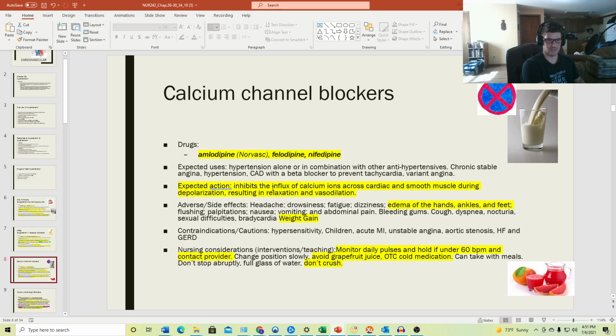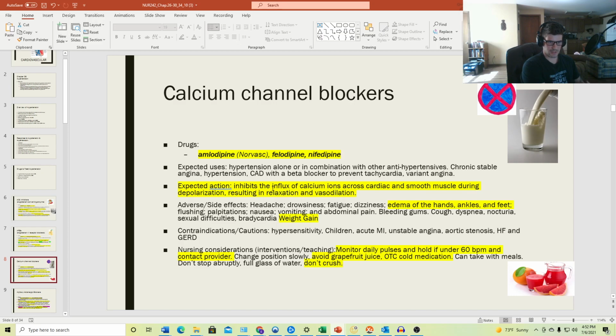Contraindications or cautions, hypersensitivity. Children, I'm guessing, shouldn't have it. If you've had an acute myocardial infarction, unstable angina, aortic stenosis, and then HF and GERD. So I don't know what HF is, but GERD is acid reflux, all that. So don't take them if you got those things going on.